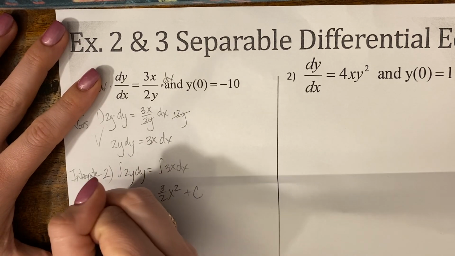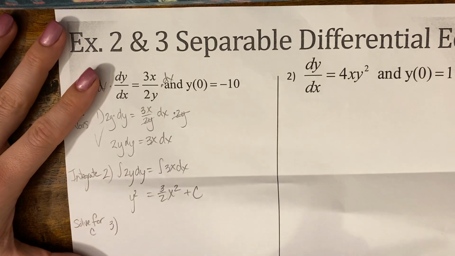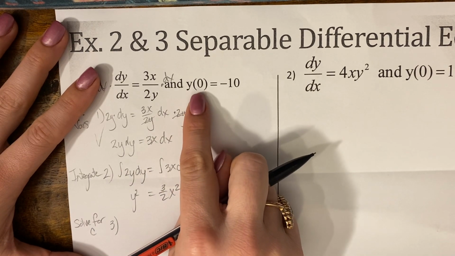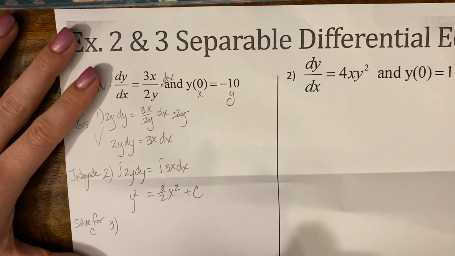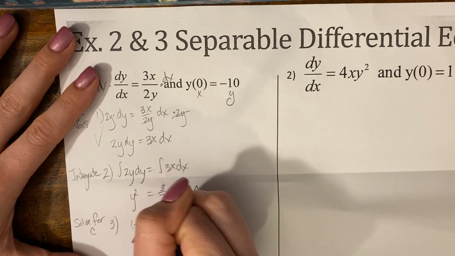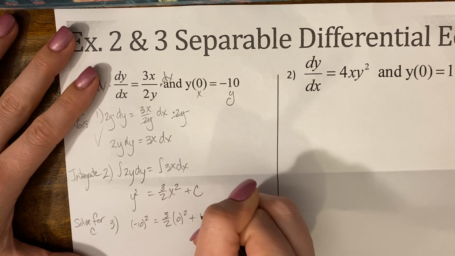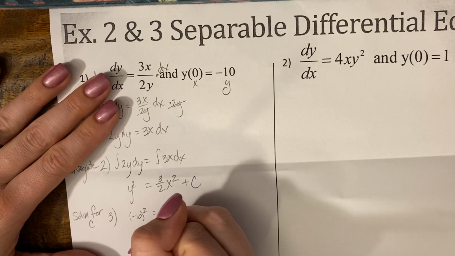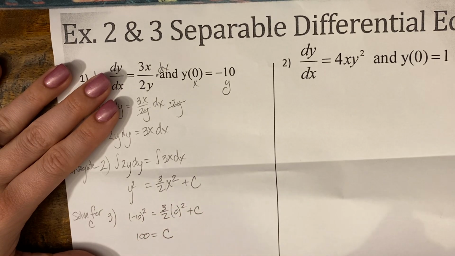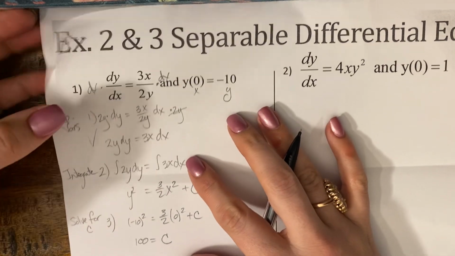Step 3 is solve for the c by using my initial condition. So here's my initial condition. X is 0, y is negative 10. I like annotating x and y. So negative 10 squared. Make sure you substitute in parentheses because that'll make a difference here. Because a negative 10 squared is positive 100. So 100 equals c. So I've now solved for the plus c. Okay, let's keep going.